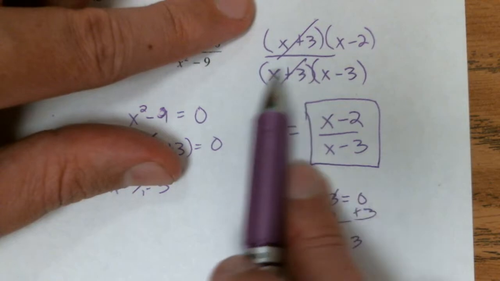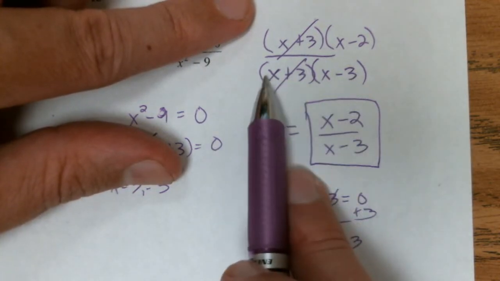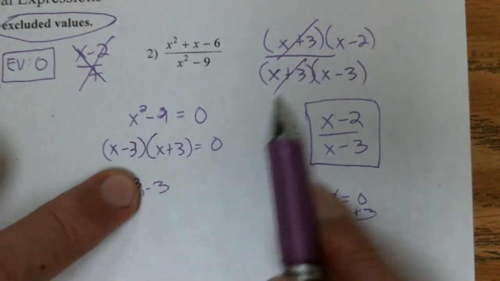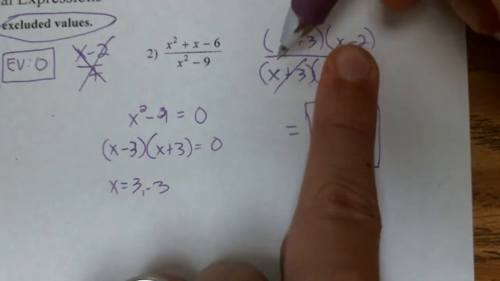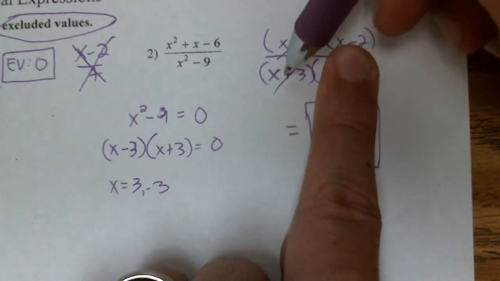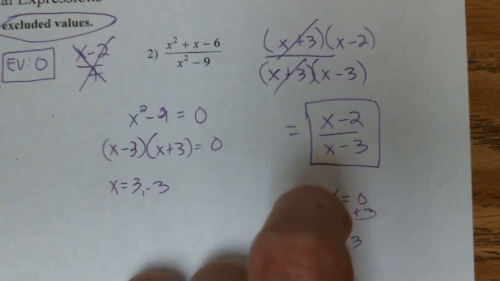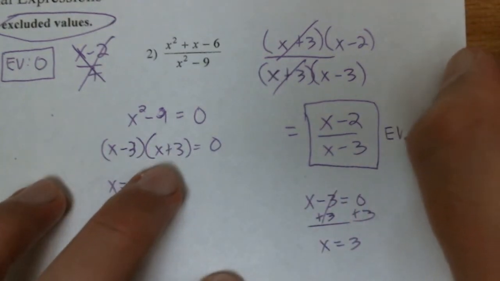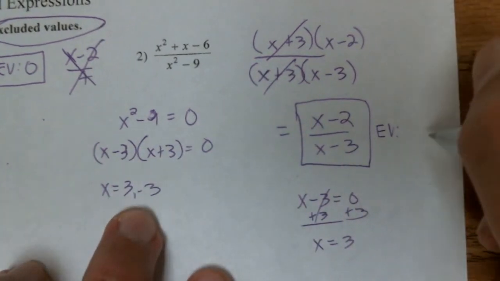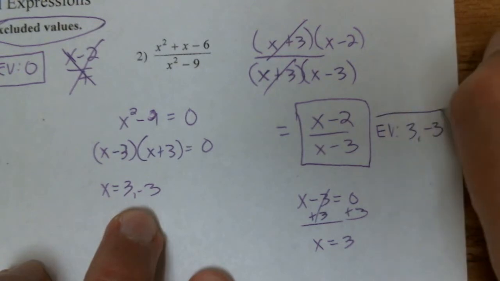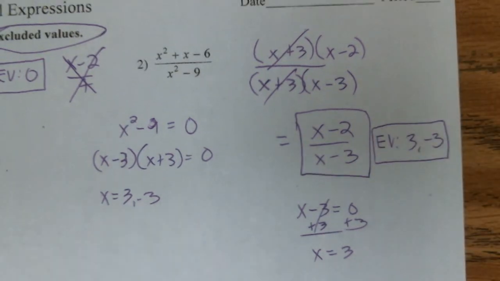And 0 times anything, I don't care what this is in the denominator, 0 times anything is going to be 0. Well, if I plug in a negative 3 to this piece, negative 3 plus 3, that also gives me a 0. And 0 times anything gives me a 0 in the denominator. So my excluded values in this case are both of these guys, 3 and negative 3. And guys, you can have a bunch of excluded values, okay, just depending on how complicated the problem is.